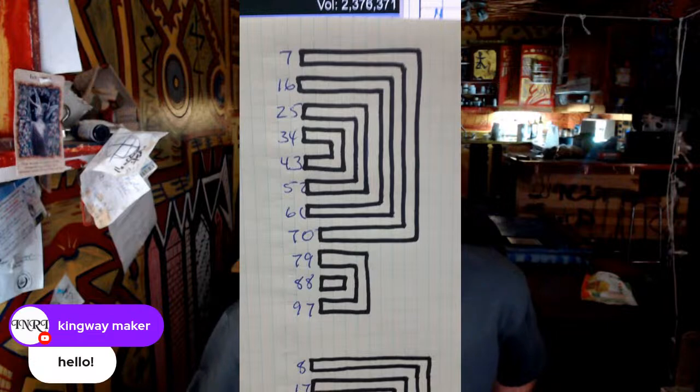See, this is the way my numbers connect. 8 and 17. 1 and 7 is 8. All this one up here is about 7. I just want to take this one off. Delete overlay.